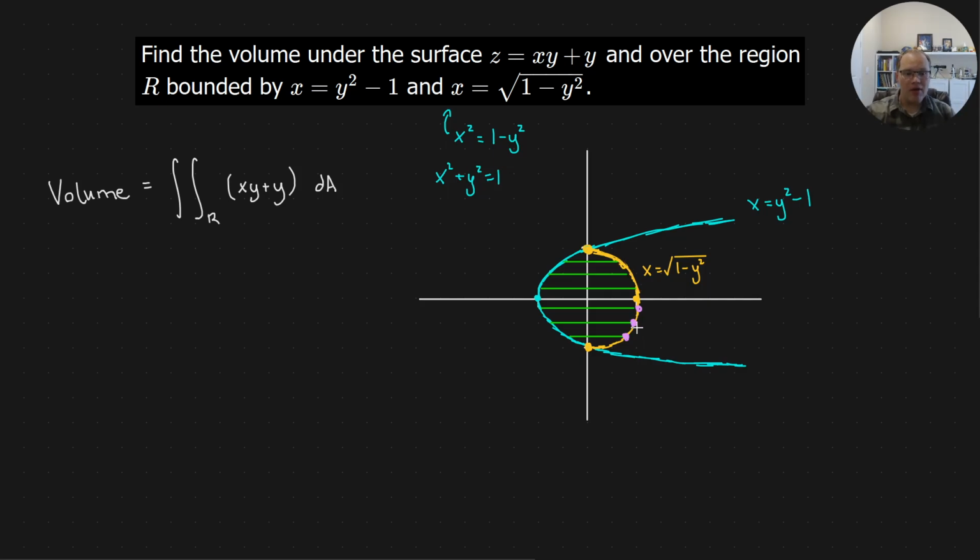Now let's compare that to slicing it up in the other direction. What if we were to slice it up in the y direction? Notice where the slices begin and end. Right now, they're beginning on the bottom half of the parabola and ending in the top half. But once I move over here, I begin on the bottom half of the circle and end on the top half.